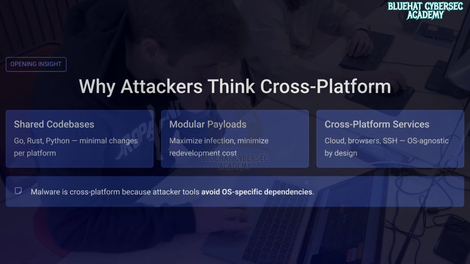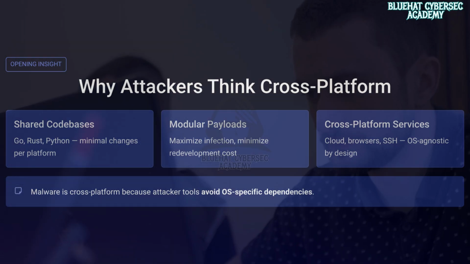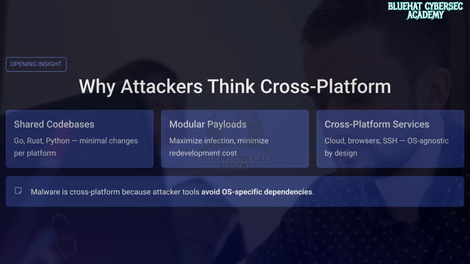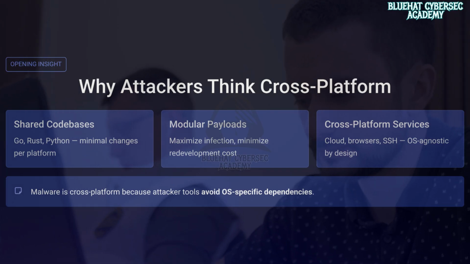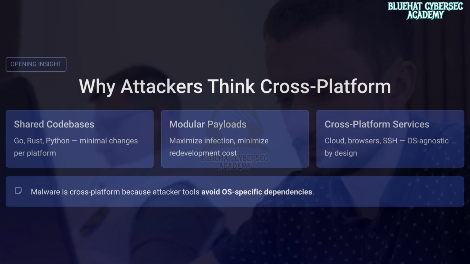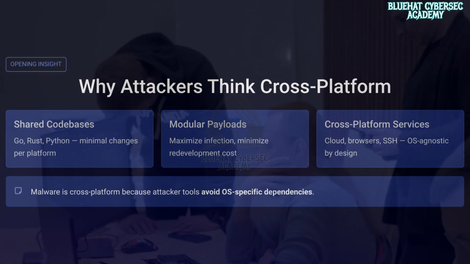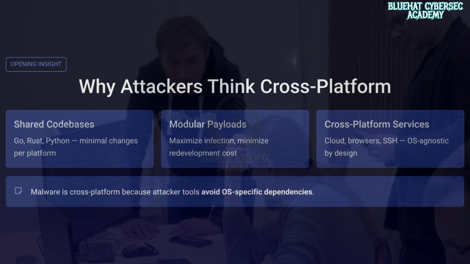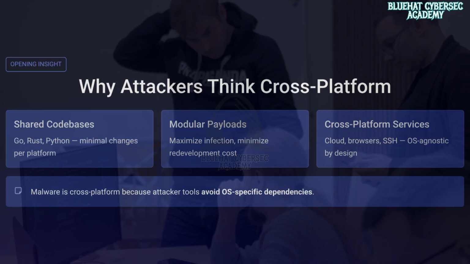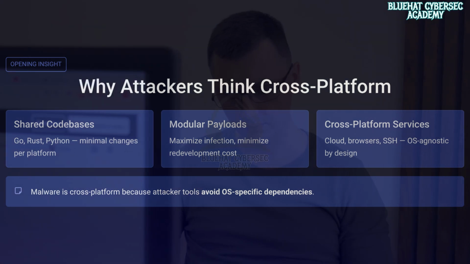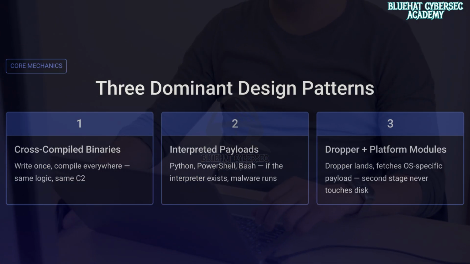That happens through a few recurring design choices. Shared codebases, often written in Go, Rust, or Python. Modular payload design. Platform-specific execution wrappers. And heavy reliance on cross-platform services like cloud storage, browsers, and SSH tooling. And the key insight here is important. The malware is not cross-platform because operating systems are similar, but because attacker tools increasingly avoid OS-specific dependencies.